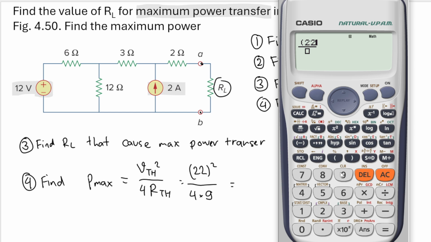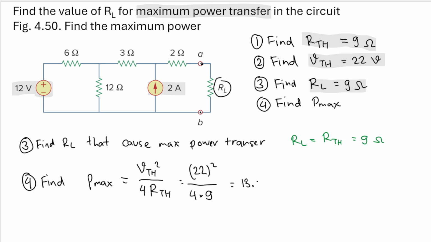So we'll have 22 squared divided by 4 multiplied by 9. And we will have 13.444. And then the unit, because we have the volt, ampere, and ohm, the unit of the power will also be in SI unit, and the unit of power in SI unit is watt. So this one will be 13.444 watt. And we have done all the steps required to solve this problem, and this is the final answer.